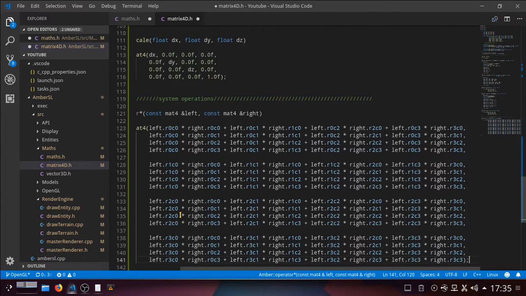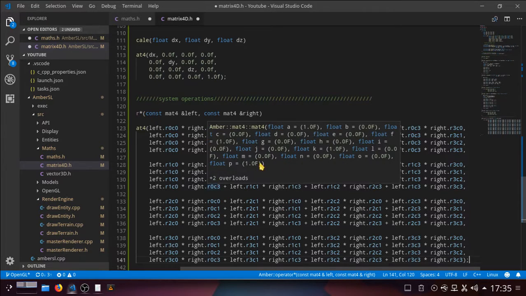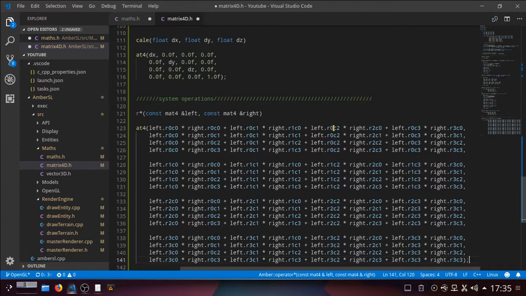You just increment the C for each of the lefts. You do the same for the left here, you just increment the C for the lefts. On the right hand side, all you're doing is 0, 1, 2, 3 for row 0, then 0, 1, 2, 3 for row 1, and on the next right for row 2, 0, 1, 2, 3, and then for row 3, 0, 1, 2, 3.